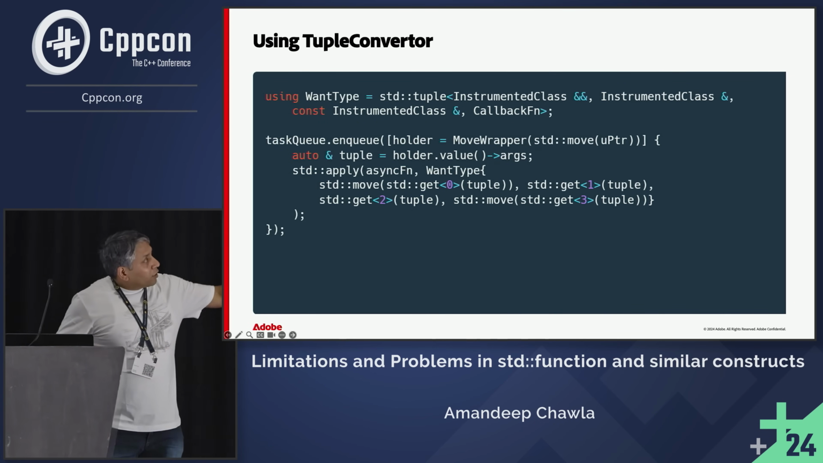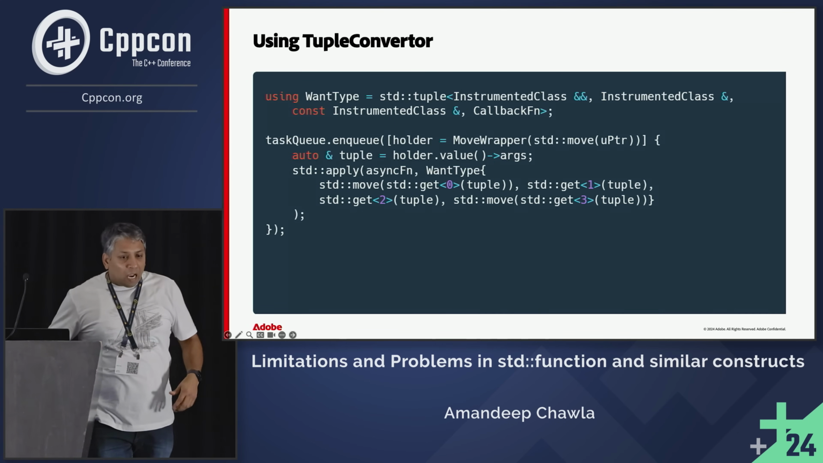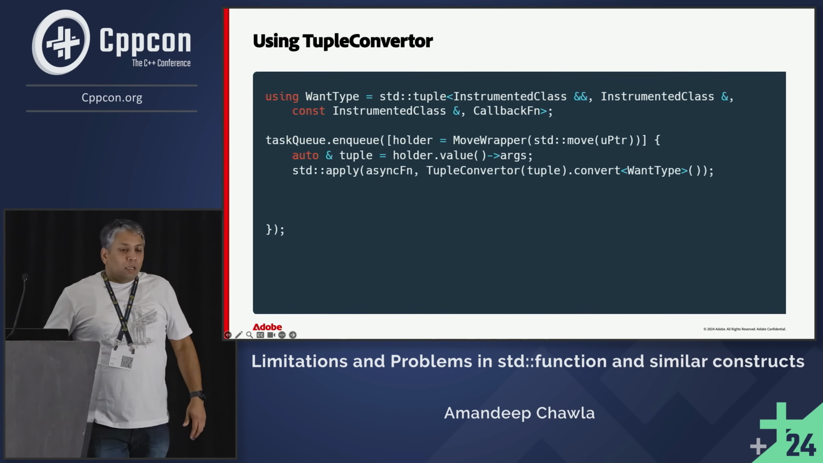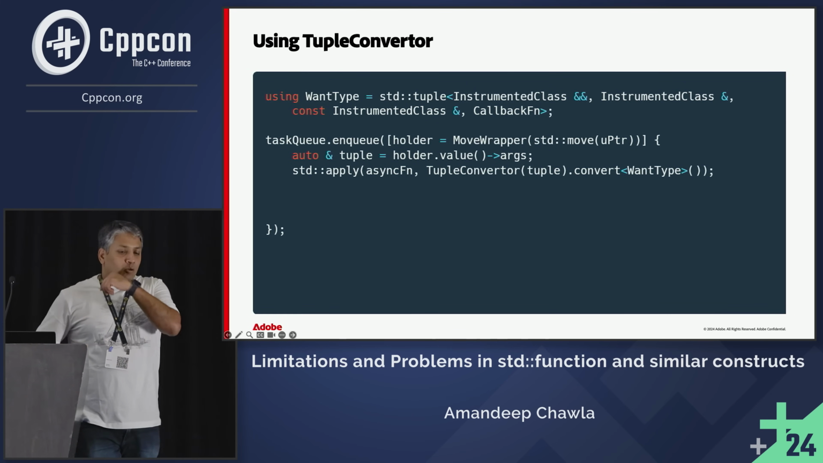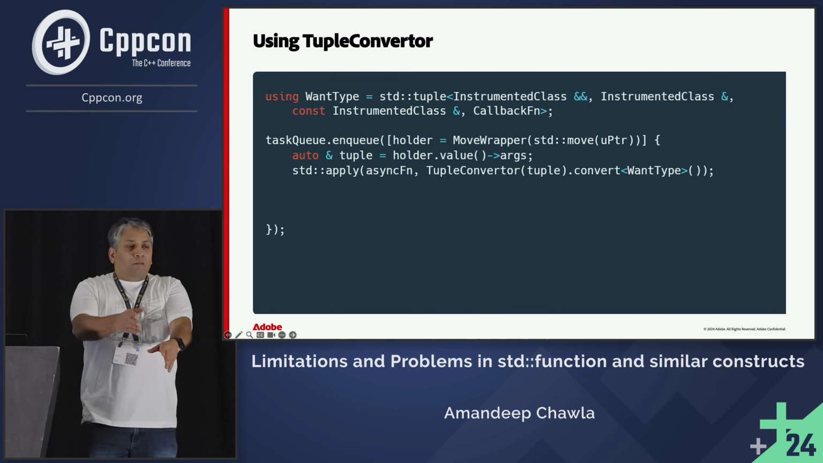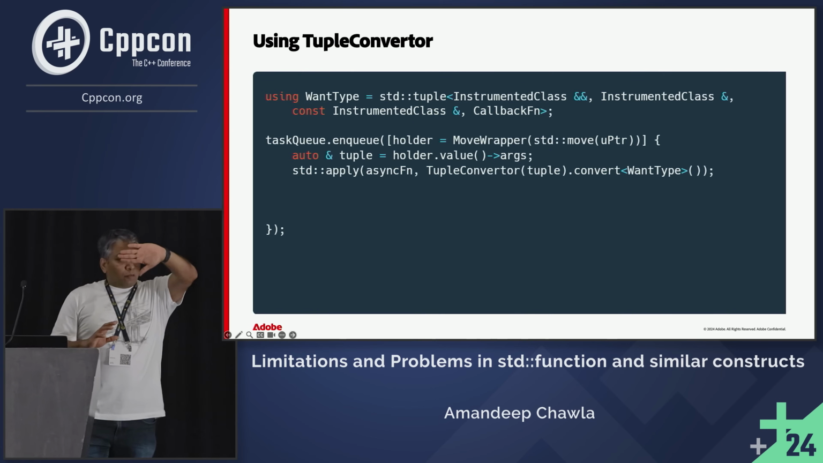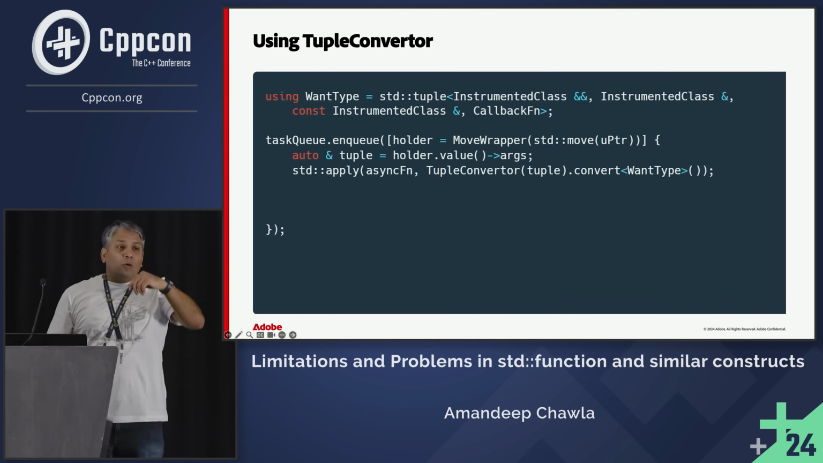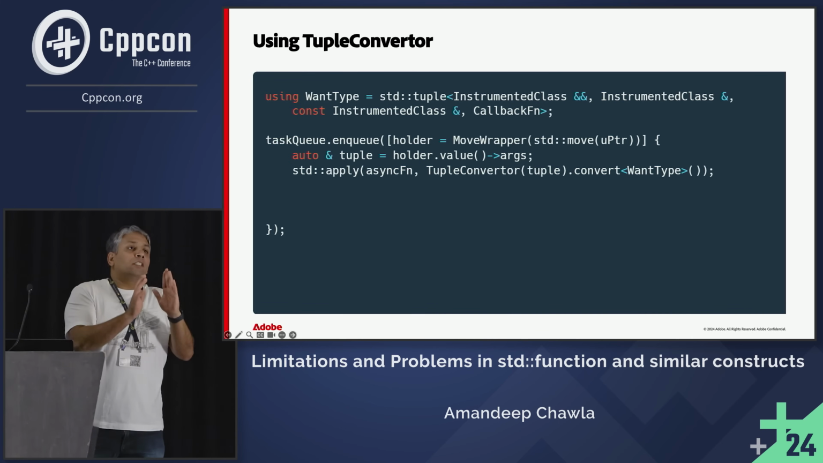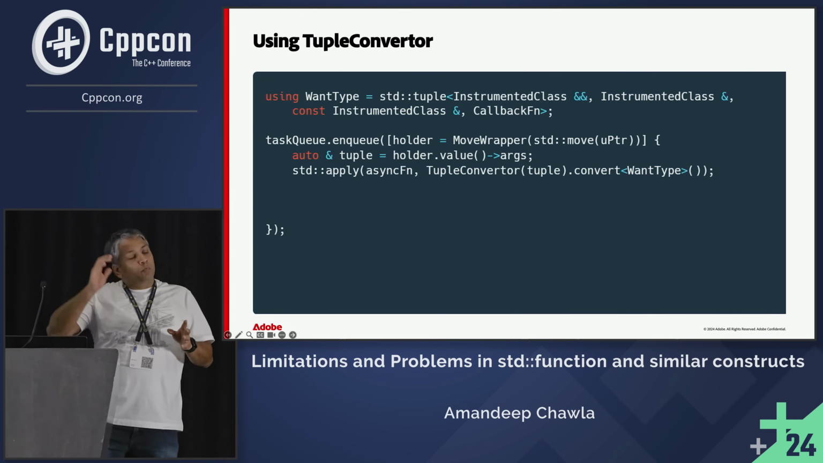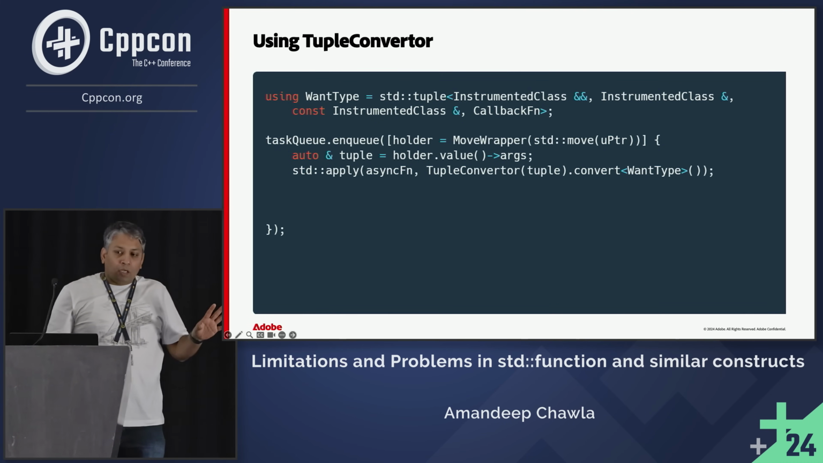Now, using tuple, this was our old code where I was creating the tuple. I have to give the types. This gets reduced to this. So if you see std::apply with want type, I just say tuple converter, this is the source tuple, convert it into want type. It does the magic for me. I just have to define the types at one place. I don't have to manually do move on those things, and still the performance remains the same. We are just using template machinery to generate that code for me rather than me doing it every time. Any questions?